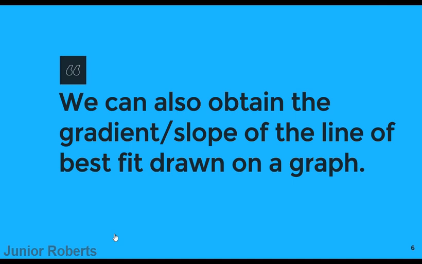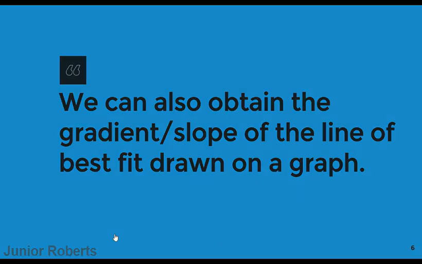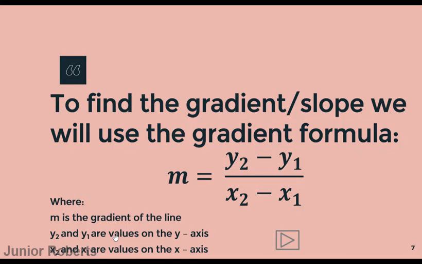Right, so let's talk about what else we can obtain from a graph. We can also obtain what is called the gradient, or the slope, of the line of best fit that is drawn on a graph. To find the gradient or slope, we will use the gradient formula, and that formula is given right here, where we say that m is equal to y2 minus y1 divided by x2 minus x1.